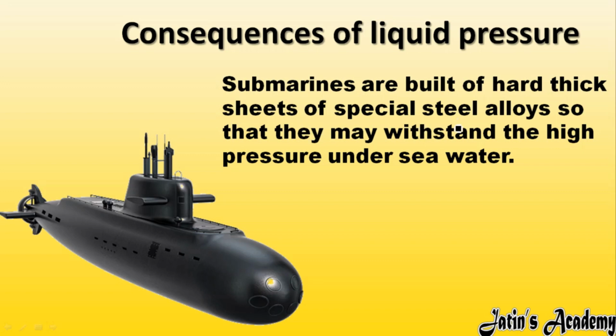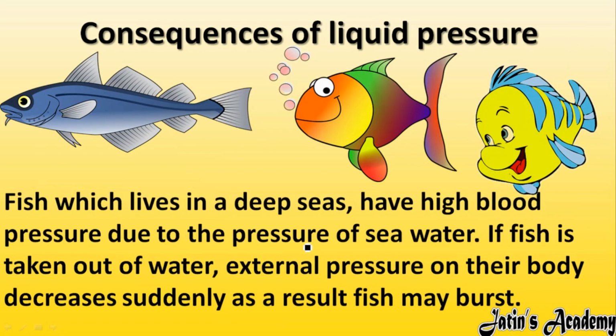Okay. The next consequence of liquid pressure is that submarines are built of hard thick sheets of special steel alloy. Submarines which move deep inside the seawater are made up of hard thick sheets of special steel alloys. Why are they made up of special steel alloys? Because these submarines have to move deep inside the seawater, and as we know, deep inside the seawater liquid pressure is very high. So to withstand that much high liquid pressure, so that their body may not burst, these submarines are made up of hard thick sheets of special alloys.